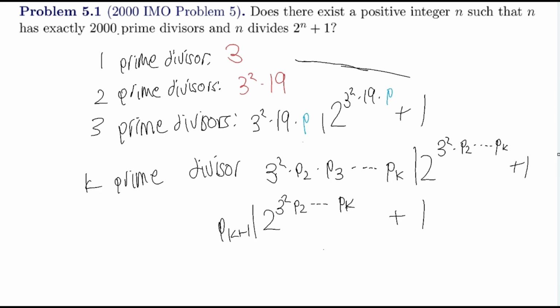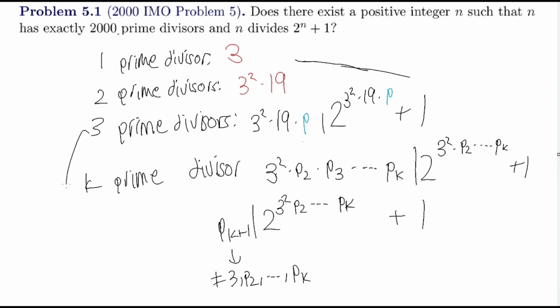And this gives that p_{k+1} divides this humongous thing, and it is not equal to p_1, p_2, all the way to p_k, because we want to introduce a new prime factor. But by Zsigmondy's theorem, because this number is so enormous, we can always choose a prime p_{k+1} which fits the bill. And this will allow us to finish the problem, because we can end up getting a new prime divisor every single time.